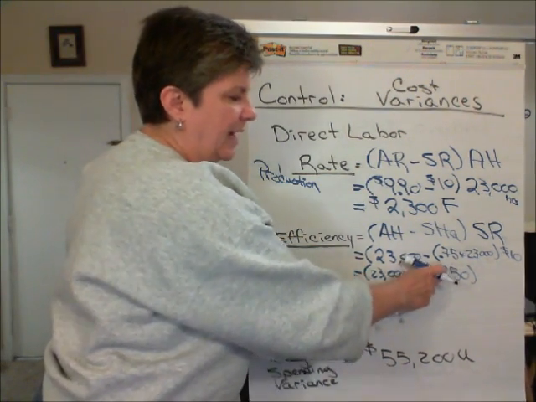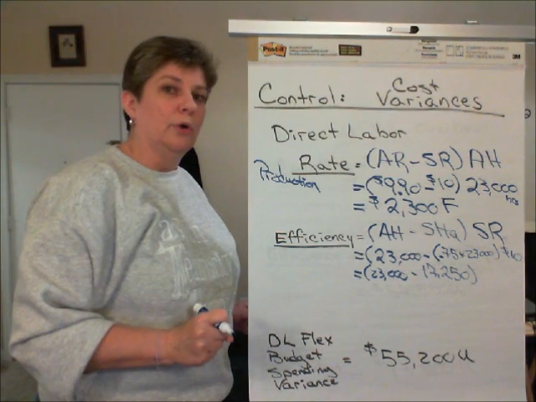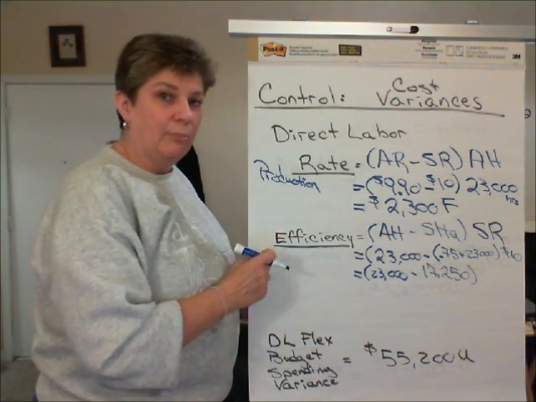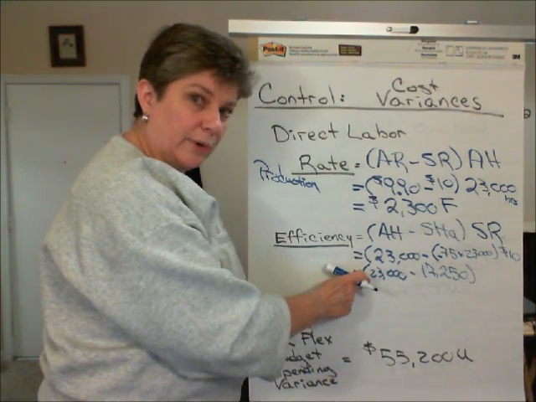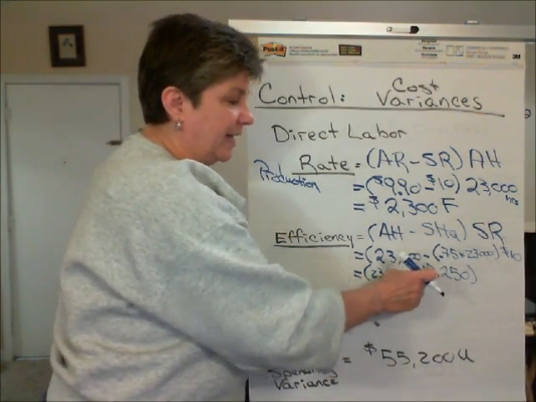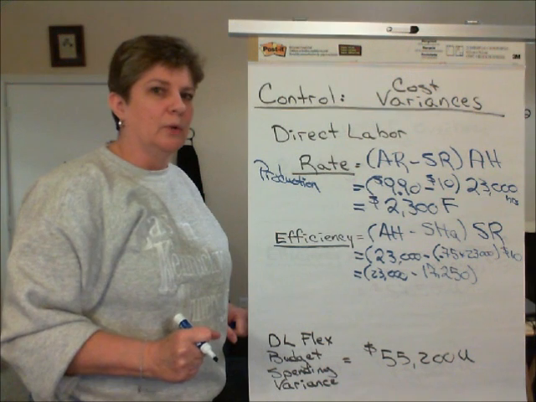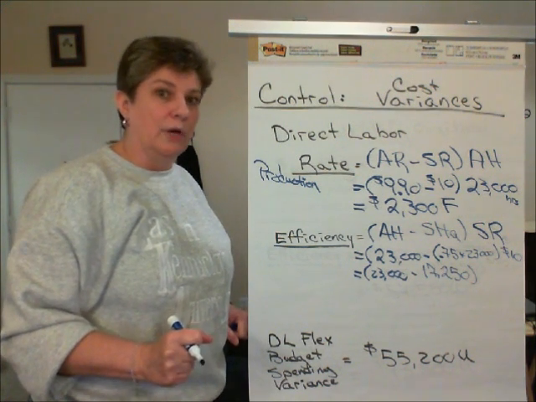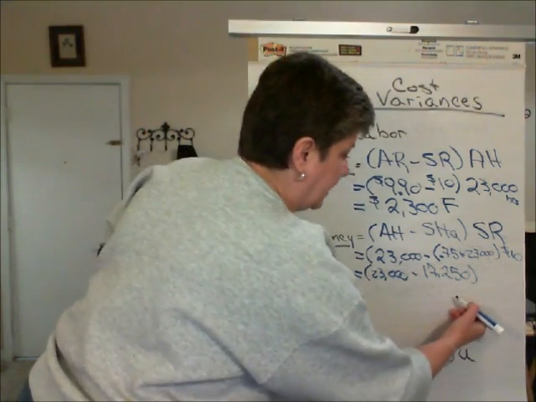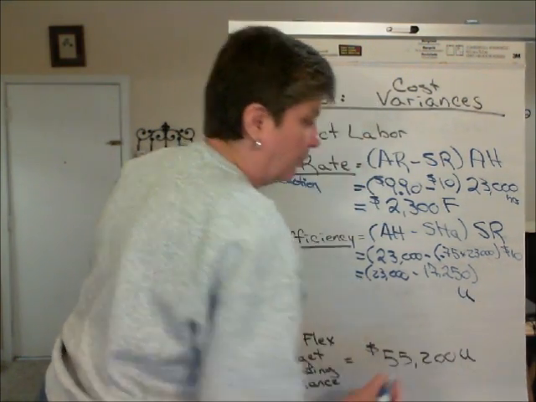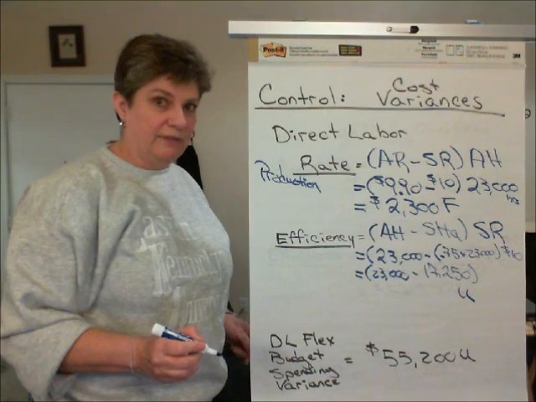So what are we going to have here? A favorable or an unfavorable labor efficiency variance? We actually worked 23,000 hours. The standard says we should have worked only 17,250 direct labor hours. So this is going to be an unfavorable direct labor efficiency variance.